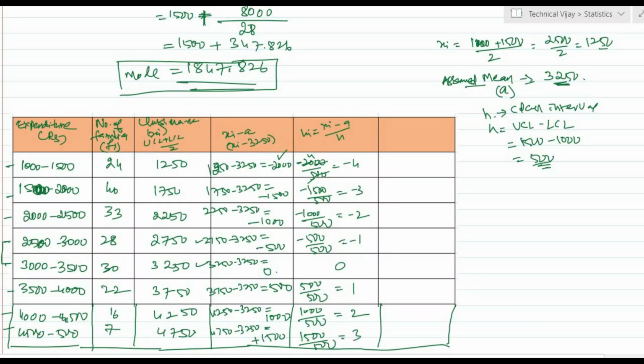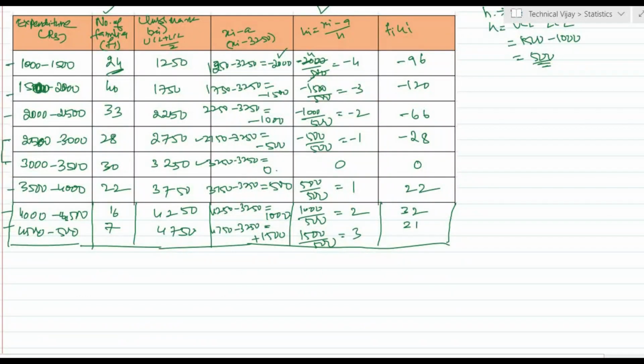Now we have to multiply fi into ui, this one into this one. 24 into minus 4 is equal to minus 96. Because this is minus, 40 into 3 is 120, minus 120. Minus 2 into 33 is minus 66. Minus 1 into 28 is minus 28. This is equal to 0. 1 into 22 is 22. 16 into 2 is 32. 7 into 3 is 21.